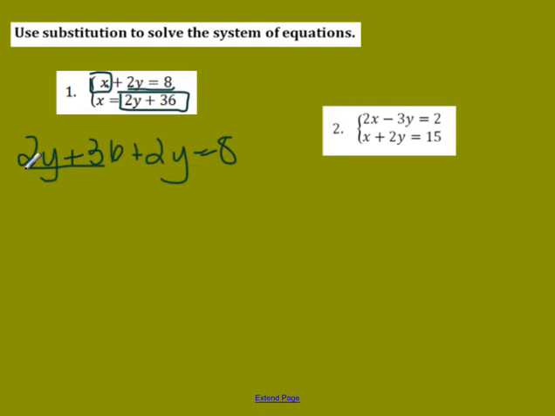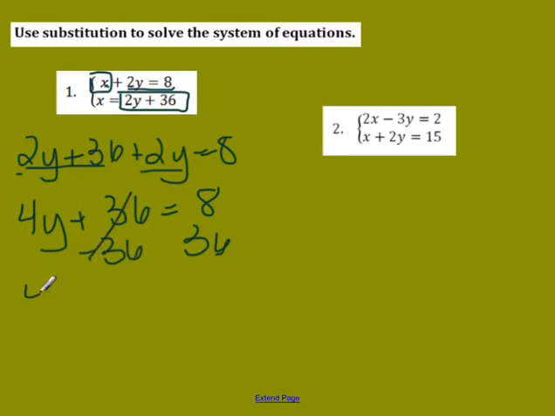Now I can solve this for y. I'm going to combine like terms. 2y plus 2y is 4y, plus 36 is equal to 8. Now I want to get that 36 over to the other side, so I'm going to subtract 36 from both sides. Then that cancels out and I'm left with 4y is equal to 8 minus 36, which is going to be a negative 28. Now to solve for y, I need to divide both sides by 4. When I divide both sides by 4, I get that y is equal to a negative 7.